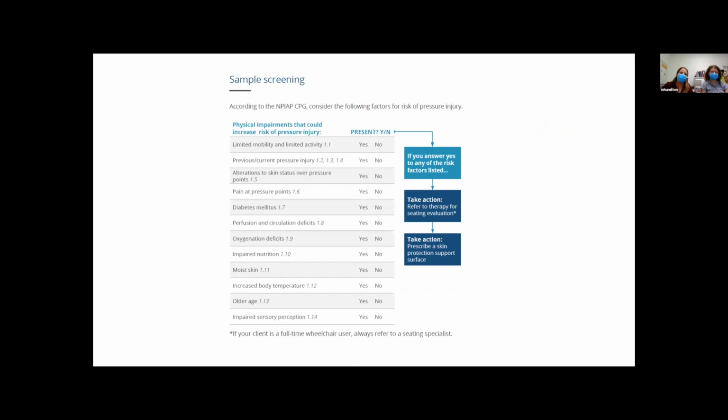Additionally, the NPIAP, National Pressure Injury Advisory Panel, has a number of screening tools that can be helpful if you're trying to assess the risk of your SMA patients. They have different things that take into consideration, maybe things that you wouldn't think of off the top of your head, for example, nutrition or skin moisture, body temperature, things like that. And that can help you evaluate for seating appliances and then be considerate of if you're in need of a low air loss mattress, for example. So just really great resources for evaluating risk.